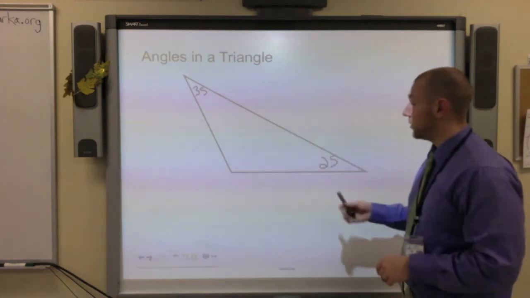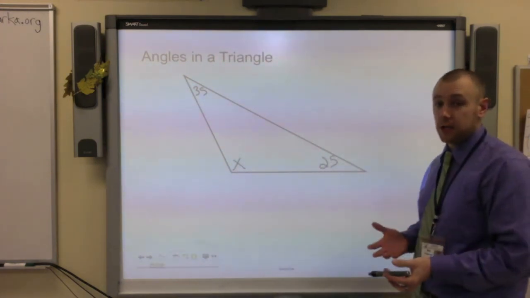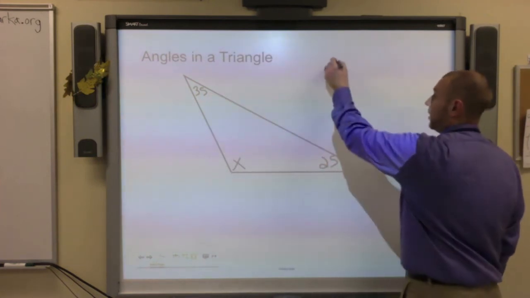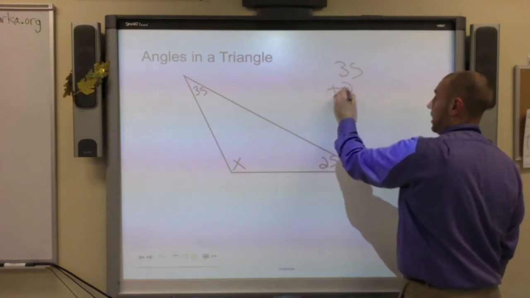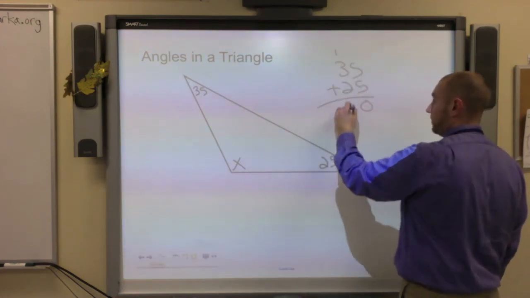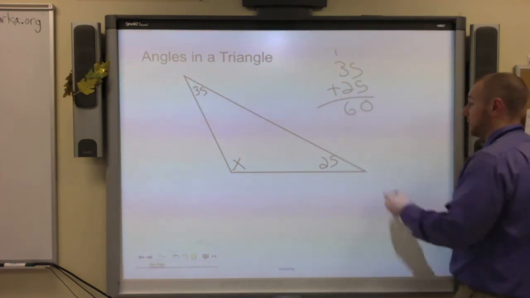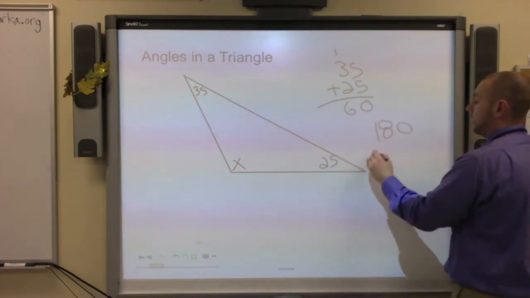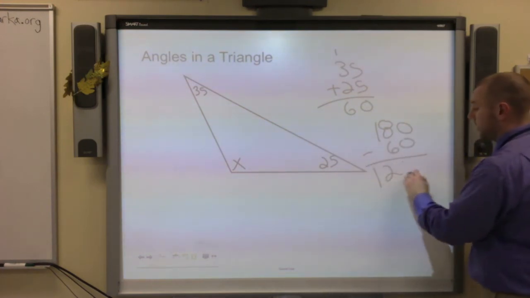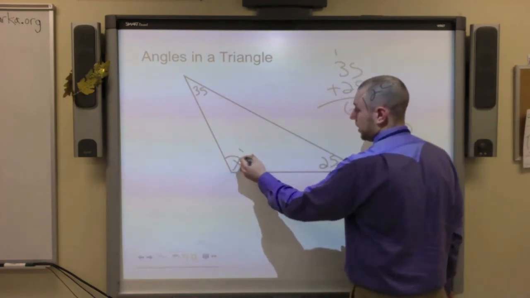The next step is to do some examples where this is x as an unknown angle. So I take these two angles, 35 and 25, add them together. Okay, now I take that 60 and I subtract it from 180 degrees. So I'll get 120. Therefore, this angle is 120 degrees.